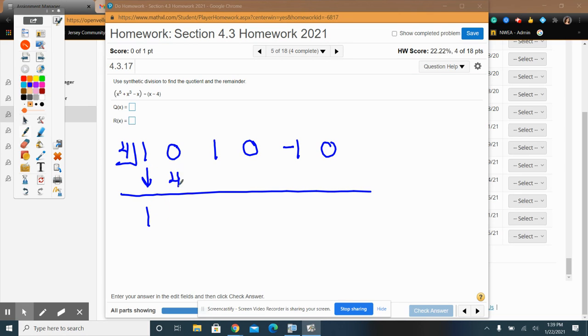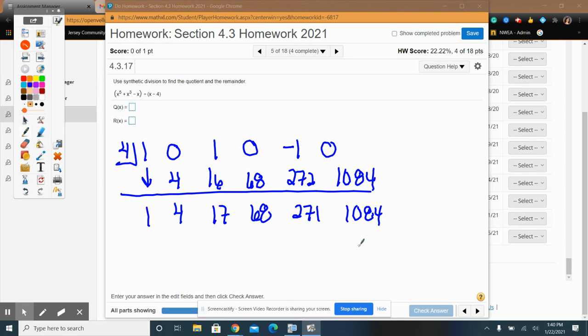1 times 4 is 4, and add, it's 4. 4 times 4 is 16, and add, it's 17. 17 times 4, oh my gosh, I need to use my calculator. 17 times 4 is 68. Add, and it's 68. I feel like I might be doing something wrong. 68 times 4, 272. Add, that's 271. 271 times 4, 1084. Add, and you get 1084.